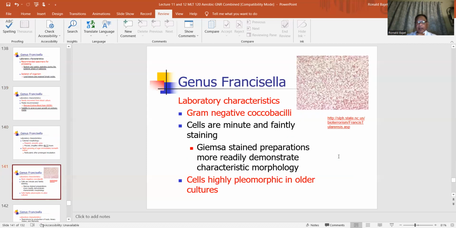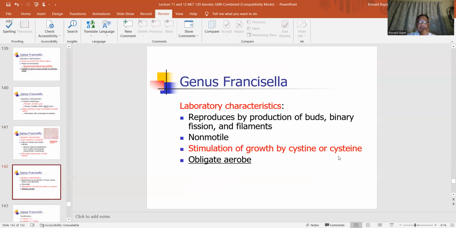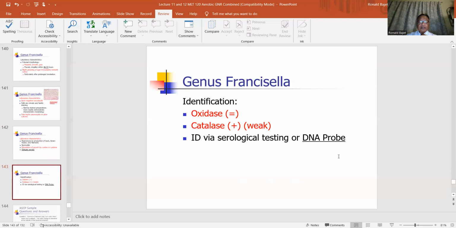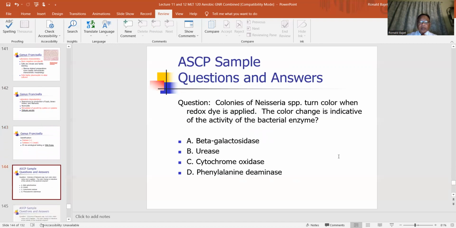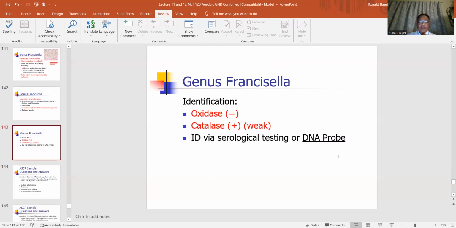Laboratory characteristics: it's a gram-negative coccobacillus, kind of looks like Hemophilus. Cells are highly pleomorphic in older cultures, meaning a lot of variation in shapes. Growth is stimulated by cysteine. Francisella is oxidase negative and catalase positive, but weak. So that's it for Francisella. Remember, Francisella is a small gram-negative rod, and it can be a bioweapon. It was discovered in Tulare County, California.